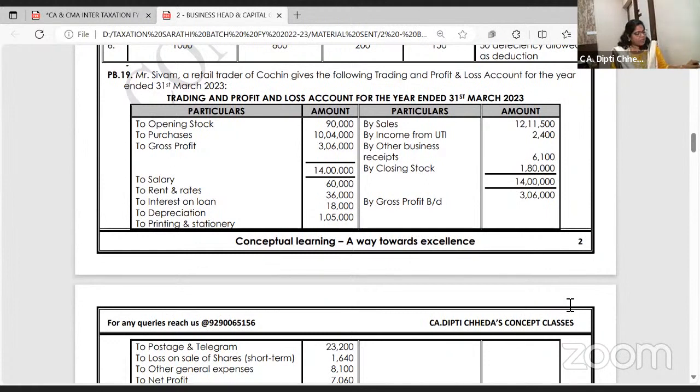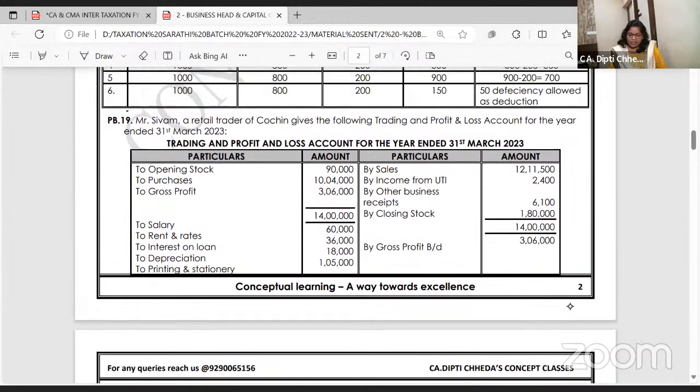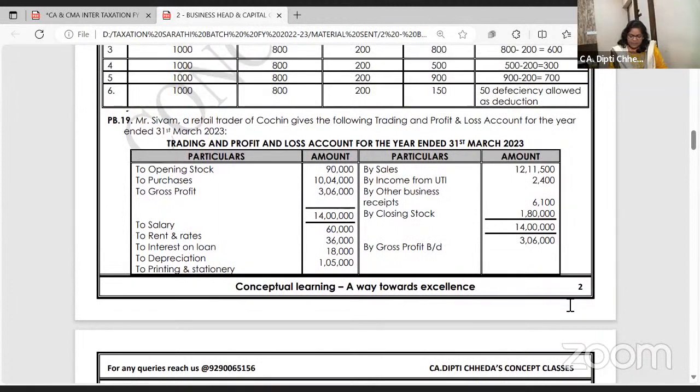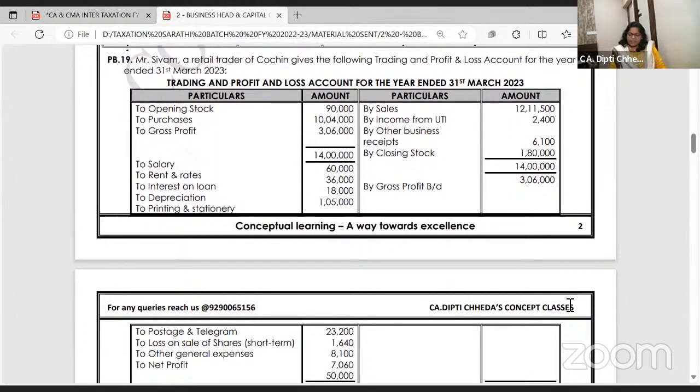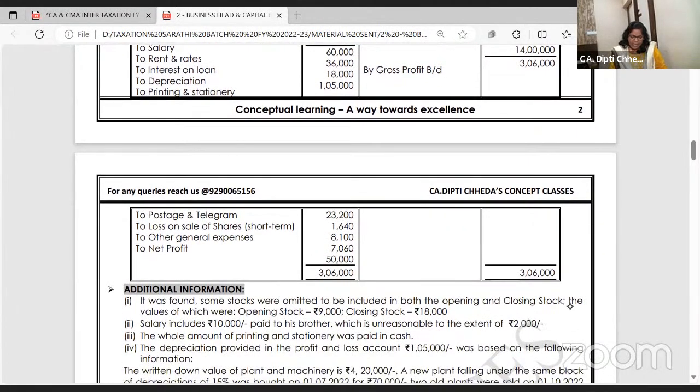19th problem we are doing now in class. Very nice problem it is. Mr. Shivam is a retail trader in Cochin. Gives the following trade details. Trading and P&L account is given to you. Sales, income from UTI and other receipts and closing stock, everything is given to you. GP and salary and all.